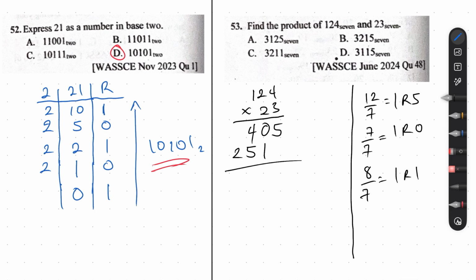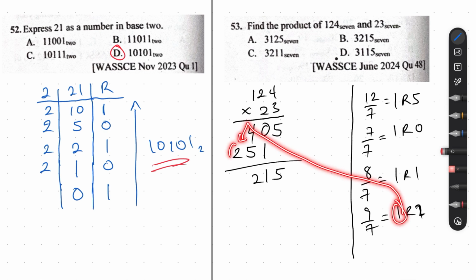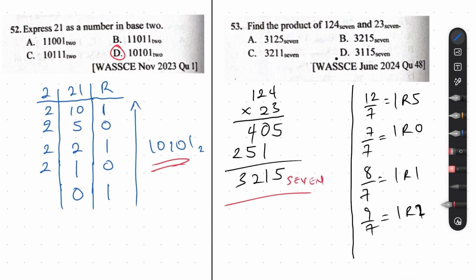Cool. So now we add 5, 1, 4. 4 plus 5 is 9. And 9 in base 7 is 1 remainder 2. So we write our remainder first, then we keep our carry. Okay? And then the carry will come and be added to this 2, which is what? 3. Cool. So we write 3. And that is our answer, base 7. 3, 2, 1, 5, base 7.